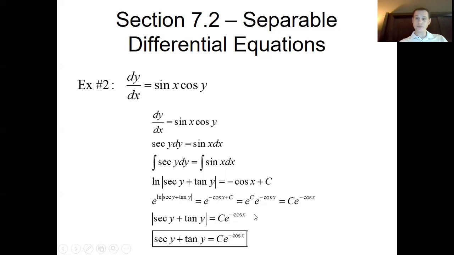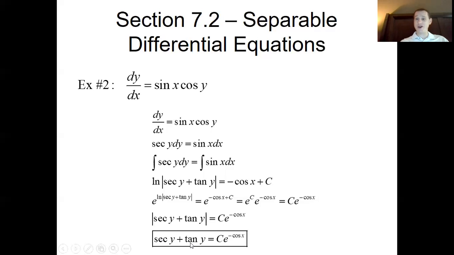When you have an absolute value of something equaling a number, that means the stuff inside the absolute value is either plus or minus the number. So I can drop the absolute value and put a plus or minus in front of this constant. But again, since it's a constant, who cares if I make it positive or negative? It's still some constant. So this is about as far as I can get.